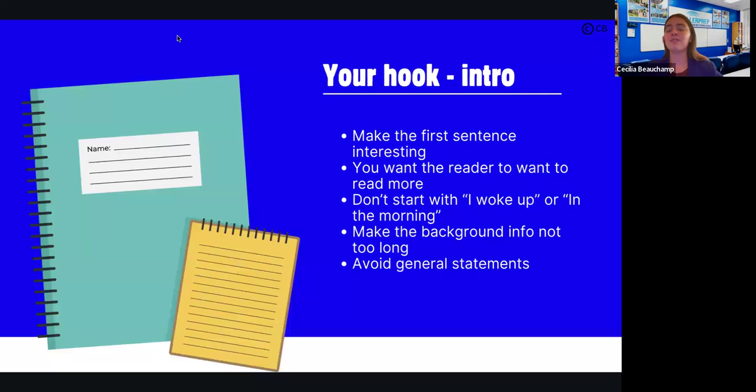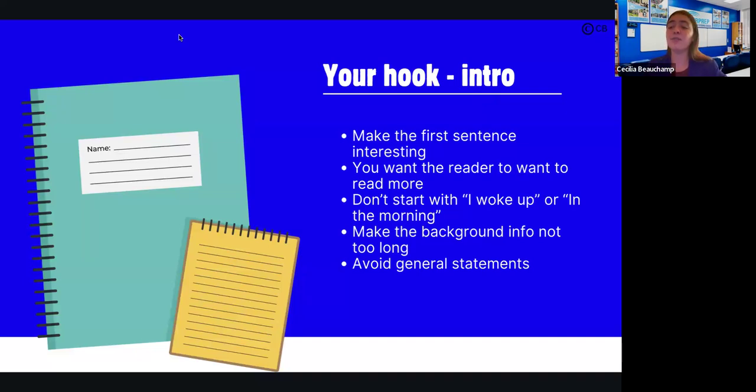The first thing is make the first sentence interesting. Don't start with, I woke up in the morning and I did this, or, at the beginning of my day. Start with something unique. Start in the middle of your day, or start with a question, or start with something that makes the reader say, "Ooh, I want to know what they're talking about. What does that mean?" Make the reader want to keep going. And like I just said, you want the reader to want to read more.